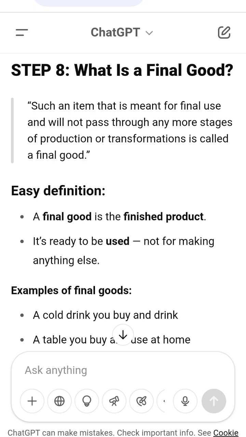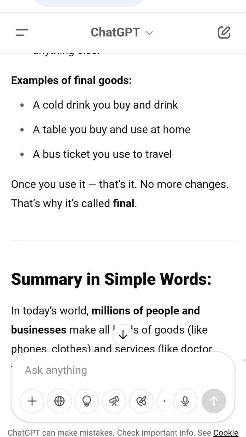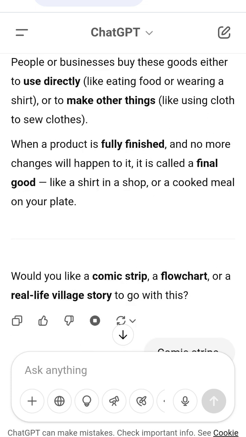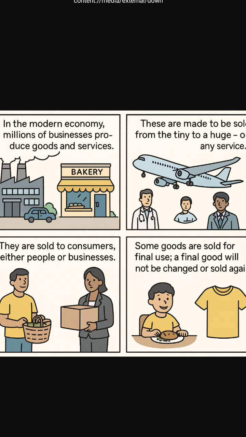People or businesses buy these goods either to use directly, like eating food or wearing a shirt, or to make other things, like using cloth to sew clothes. When a product is fully finished and no more changes will happen to it, it is called a final good, like a shirt in a shop, or a cooked meal on your plate.